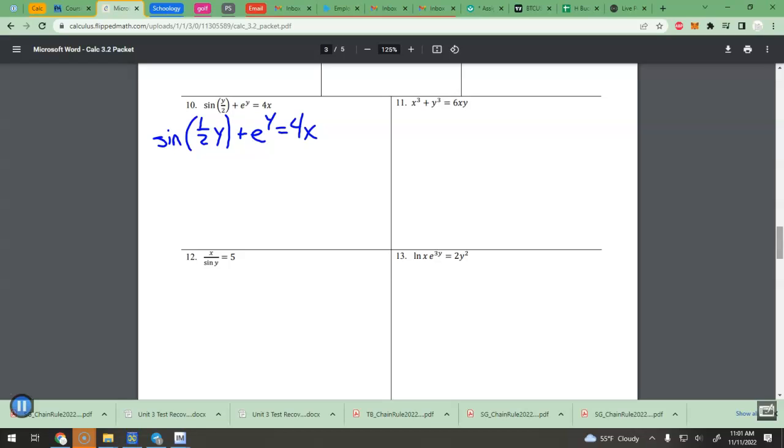So the derivative of sine, the derivative of the big guy first, right? Is cosine. Leave the little guy alone, and then multiply by the derivative of the little guy. Well, what's the derivative of 1/2 y? 1/2 times, I took the derivative of the y, didn't I? Oh, dy dx. So I got to multiply by dy dx.